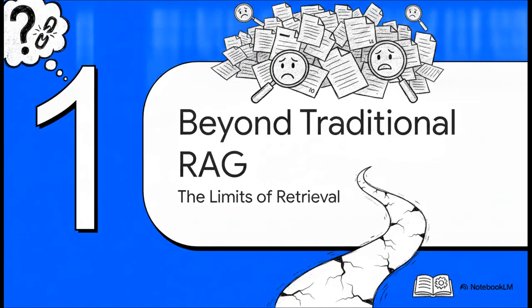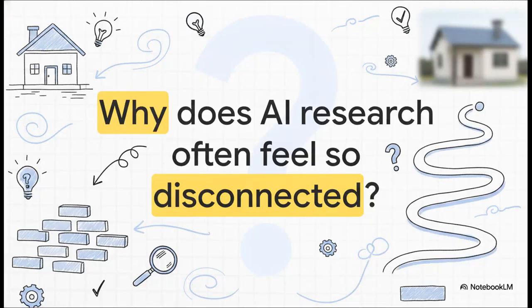Part 1. Beyond traditional RAG, the limits of retrieval. So, if you've been working with AI document retrieval lately, you've probably hit a wall. Why does AI research so often feel completely disconnected? Well, think about how traditional RAG actually works. It's kind of like trying to build a house, right? But every single time you want to build a new thought or answer a question, the system basically forces you to run back out into the yard, frantically search for scattered individual bricks, and try to mortar them together right there on the spot. It's just exhausting. And worse, you completely lose the big picture.